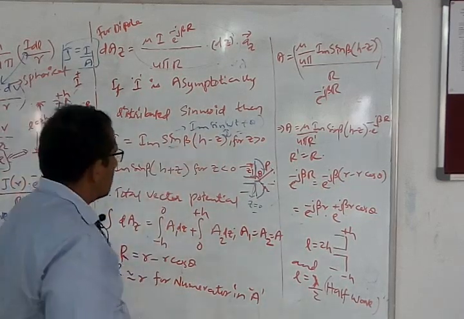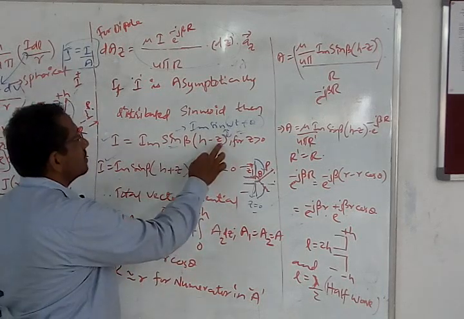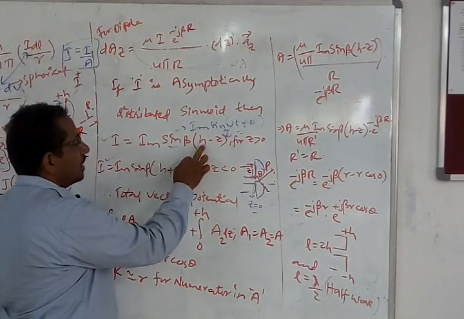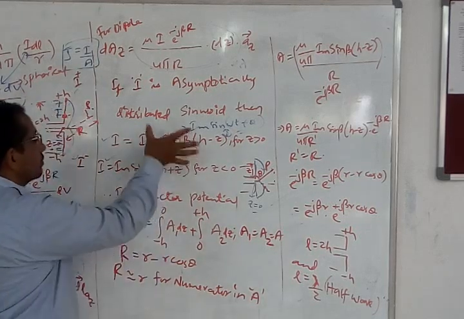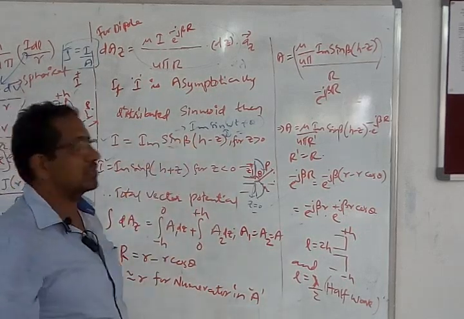Keeping this in view, we are directly writing these two equations, which include the direction of propagation with respect to the height of the antenna and the propagation constant beta. So keeping in view these two things, we are going to elaborate on this particular thing.